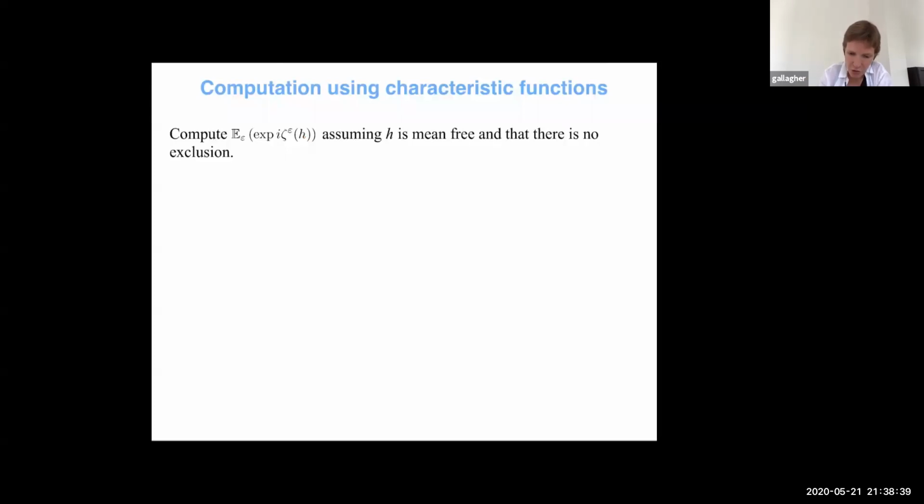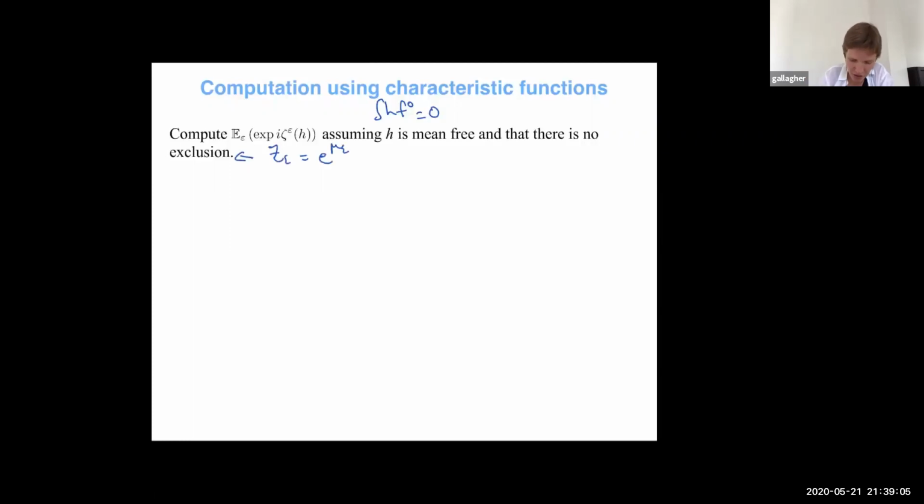So let's compute this. I'm going to cheat, of course. Cheating meaning I'm going to assume h is mean free, which is not cheating actually, just to simplify a little bit. Especially, and that's really cheating, I'm going to assume there's no exclusion, meaning that my partition function at epsilon here is just given by the average number of particles, by the Poisson process for the number of particles. Okay, so this is not true, but I'll try to explain why it's not so bad to do that.